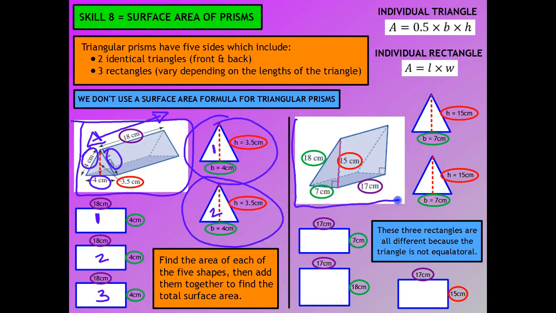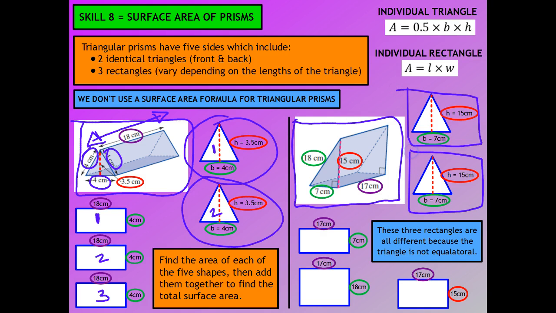Like in this example on the right hand side, here we have 2 triangles which are the same, front and back, which have 7 on the bottom and 15 as the height. They're the same. But we've got 3 different rectangles this time. One is 7 by 17. That's this first one here, number 1. The next one, which uses the length 18 by 17, is rectangle number 2. The last one, which uses the red length 15 by 17, is rectangle 3.